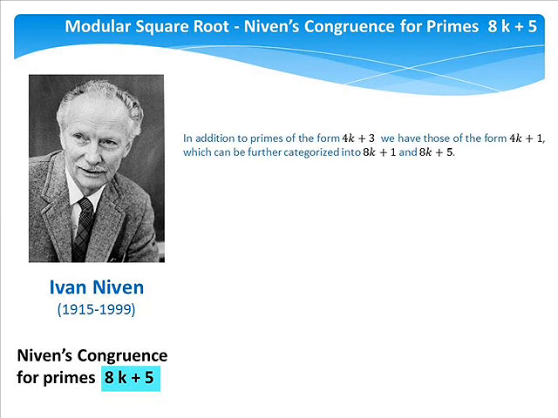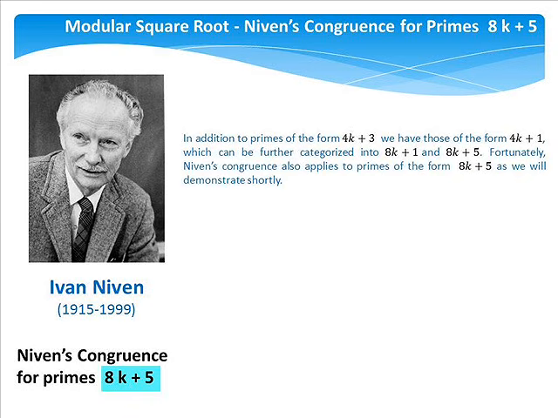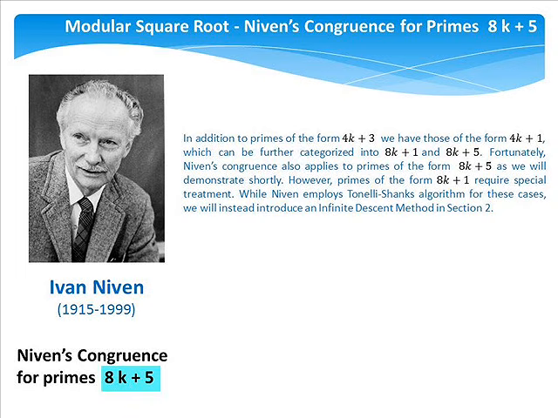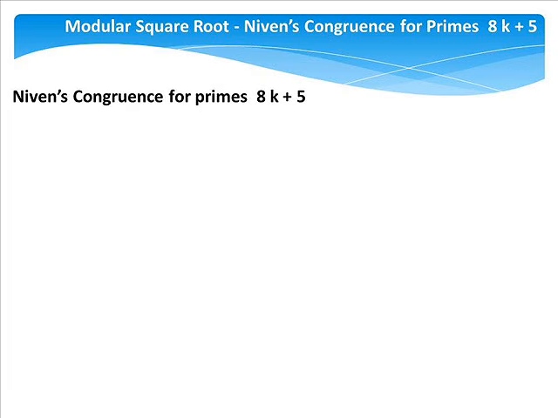In addition to primes of the form 4k plus 3, we have those of the form 4k plus 1, which can be further categorized into 8k plus 1 and 8k plus 5. Fortunately, Niven's congruence also applies to primes of the form 8k plus 5, as we will demonstrate shortly. However, primes of the form 8k plus 1 require special treatment. While Niven employs the Tonelli-Shanks algorithm for these cases, we will instead introduce an infinite descent method in Section 2.